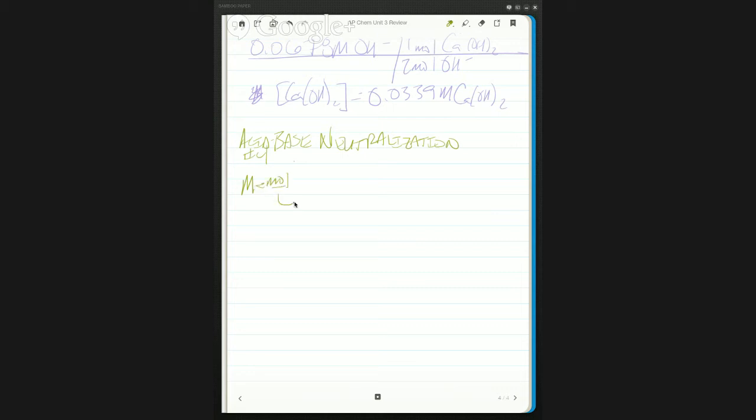Molarity equals moles over liters, and we're looking for moles, so moles equals molarity times liters. So moles are equal to 0.800 molarity, and the volume is 0.0100 liters. That means our moles of NaOH are equal to 0.8 times 0.01. Yes, 0.008, okay.